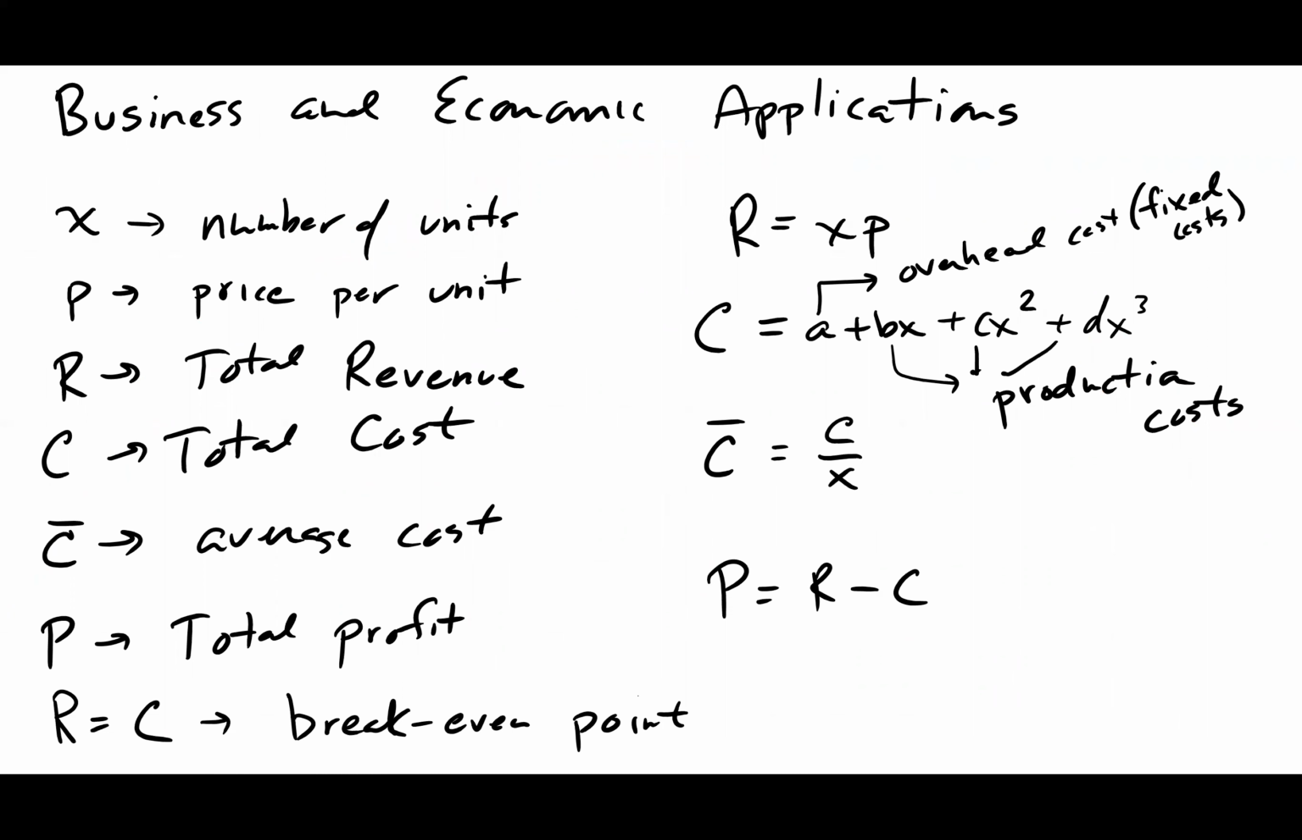This is cool. What do we think of these? So x is going to be the number of units sold or whatever. Little p is the price per unit that was sold. Capital R is total revenue. Capital C is total cost. And then when you put a bar on top of C, it becomes the average cost. Capital P is total profits. And then when revenue is equal to the cost exactly, we call it a break-even point.